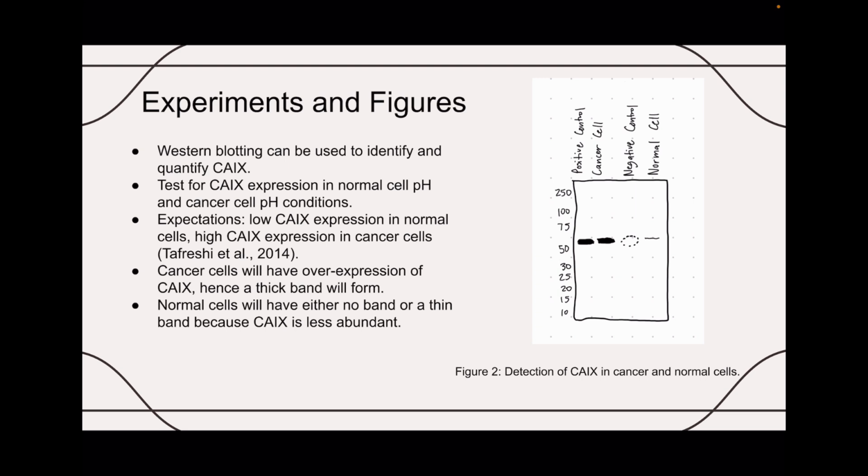So for the technique, we chose to do a Western blotting because our protein is involved in cancer by regulating gene expression. And we can use a Western blotting to identify and quantify CA9. We will be testing for CA9 expression in normal cells and cancer cell pH conditions. In normal cells, we would expect to see low CA9 expression, and in cancer cells, we will expect to see high CA9 expression.